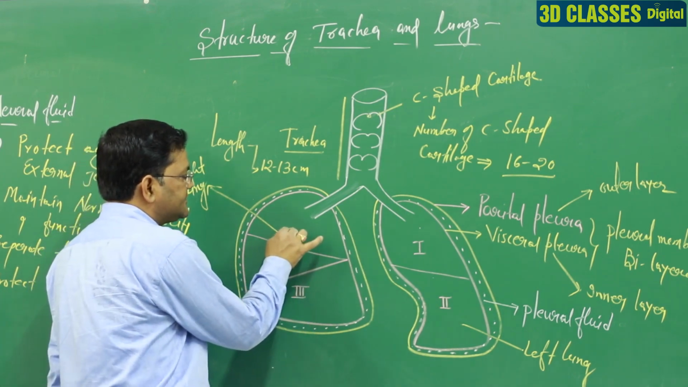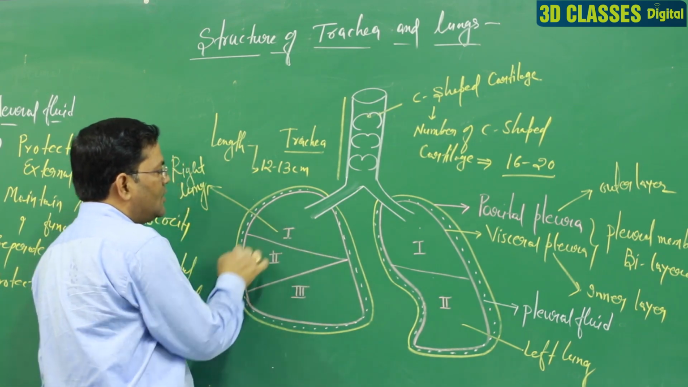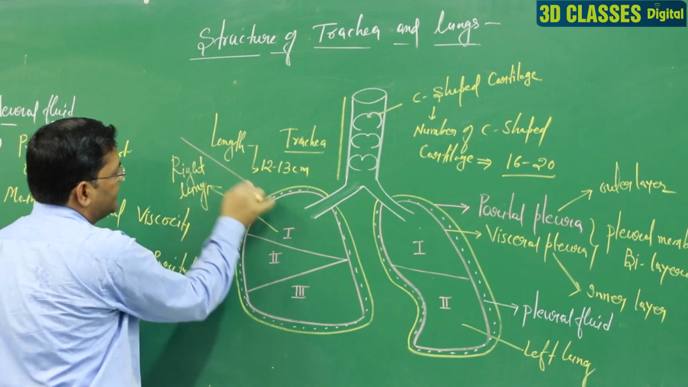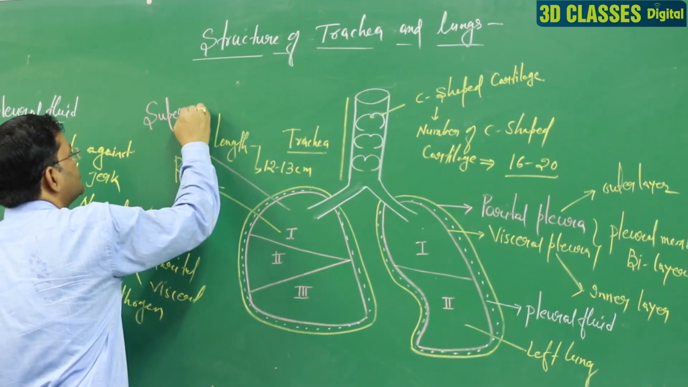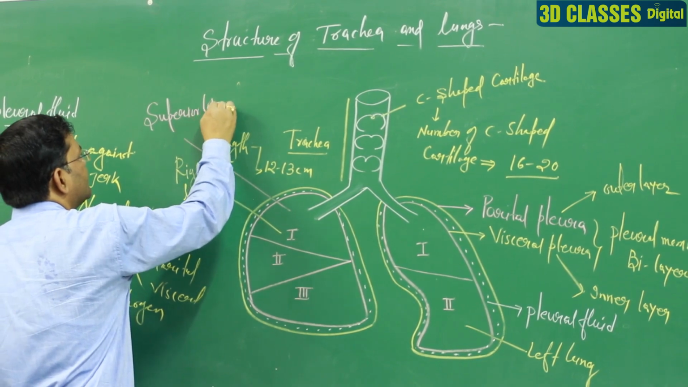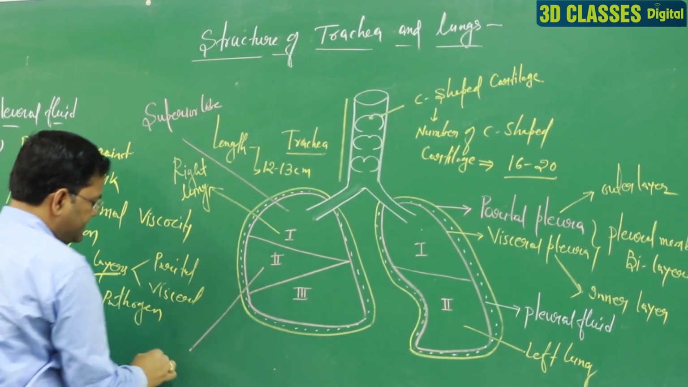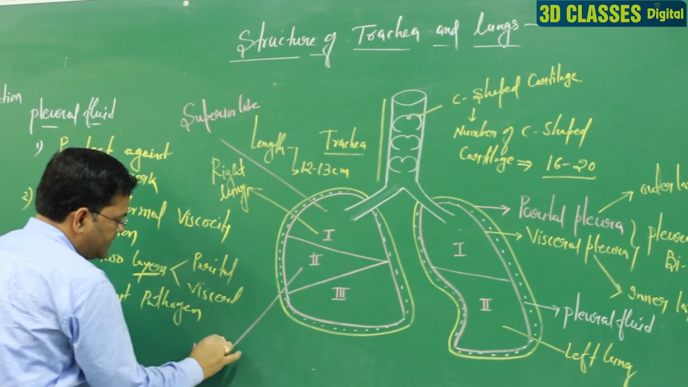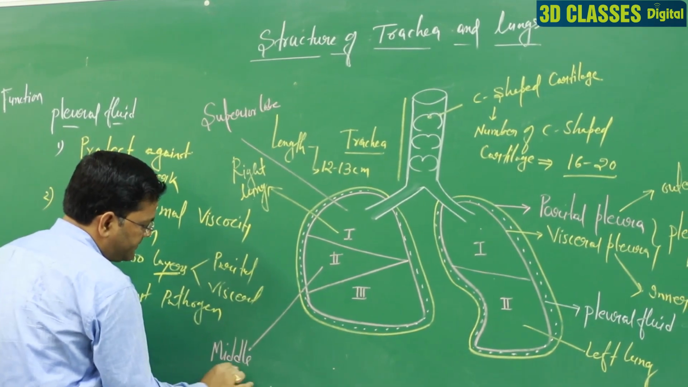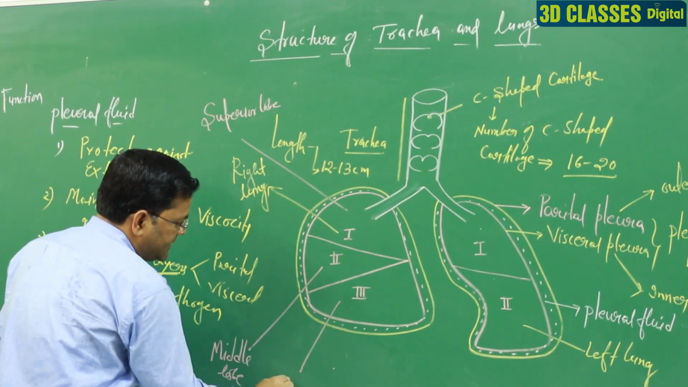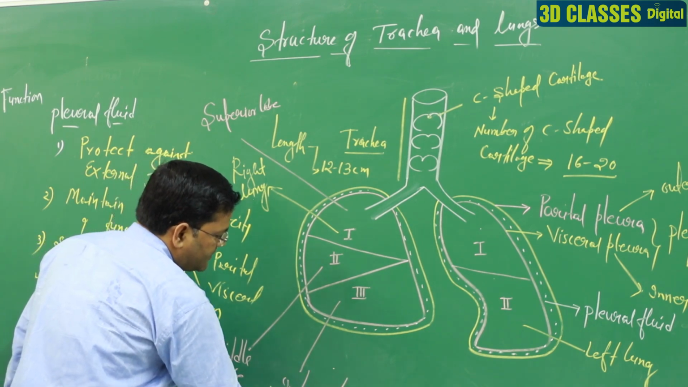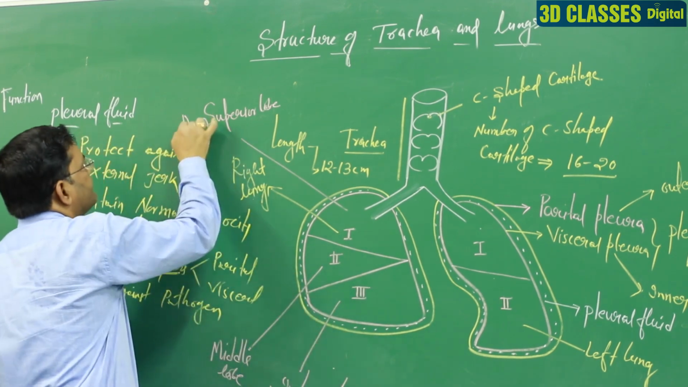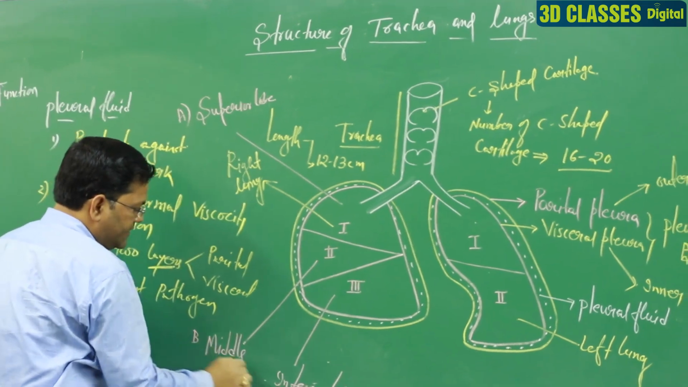And this is the lobe, and this lobe is known as superior lobe. This is called as middle lobe, and this is called as inferior lobe, A, B and C.